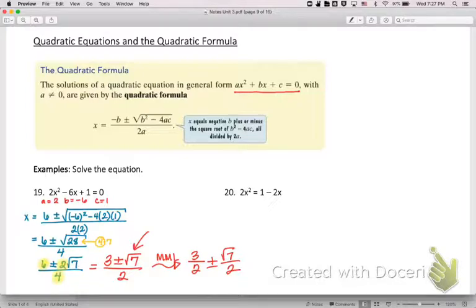Okay. Number 20 is going to be the same, but before we can start, we have to get this equal to 0. So 2x squared plus 2x minus 1 equals 0. And now you can use the quadratic formula. So pause your video and give this one a whirl on your own.